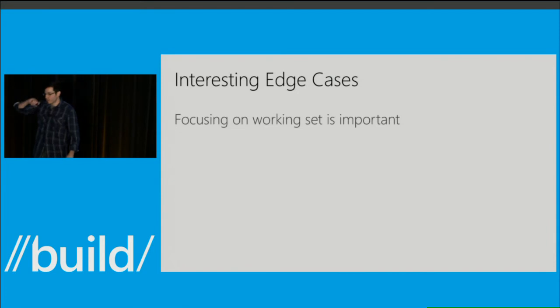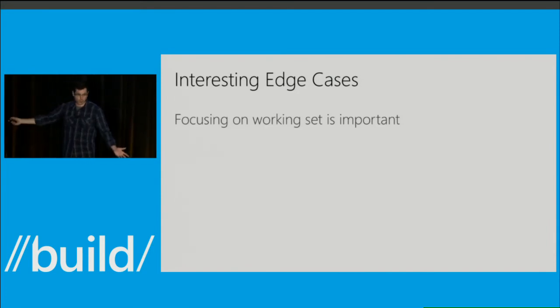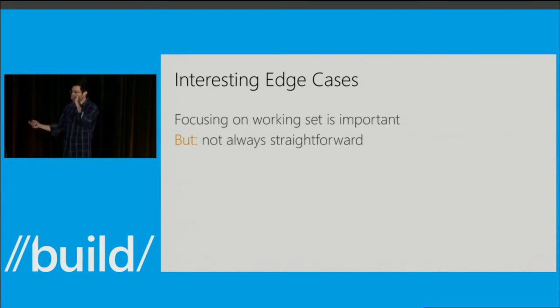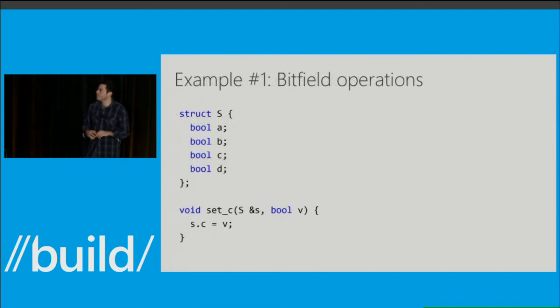So, things that we've been talking about so far, focusing on working set, are important. The amount of data that you use is really important, but it's not always easy, unfortunately. So I want to give two examples of where this is a little tricky sometimes. The first is with bitfield operations.